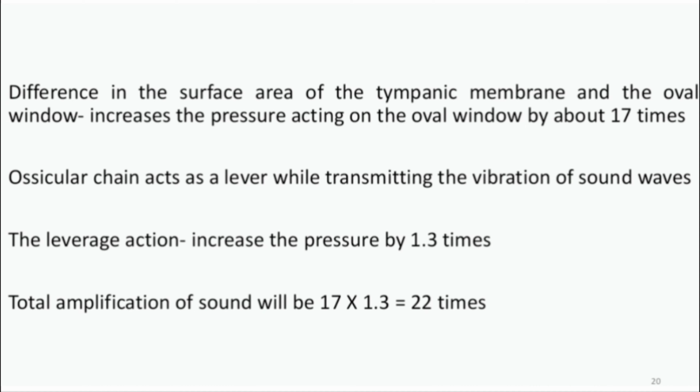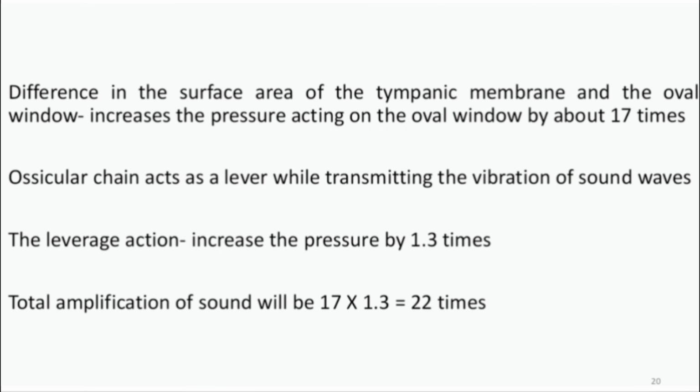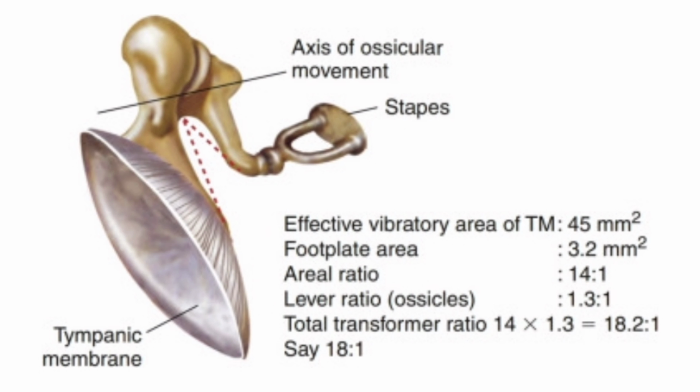So the leverage action increases the pressure by 1.3 times here. The leverage action is mainly the ear ossicles acting as a lever. In turn, the total amplification of sound will be 17 to 22 times greater, meaning 17 into 1.3 or 22 into 1.3. Here 1.3 means the leverage action.